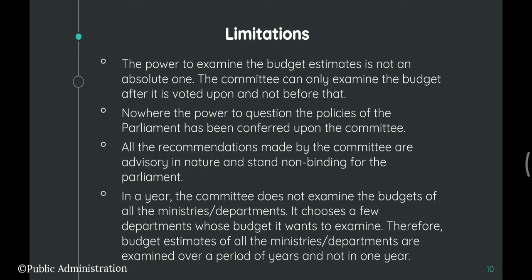It selects a few departments for a financial year, and it examines those. It examines those departments that presented their budgets. I think it's not clear, so I repeat this. The Estimates Committee doesn't examine the budgets of all the ministries or departments in one financial year, because it has a lot of things to do. So it chooses a few departments whose budget it wants to examine, and therefore the budget estimates of all ministries can be examined over a period of years and not in one year.